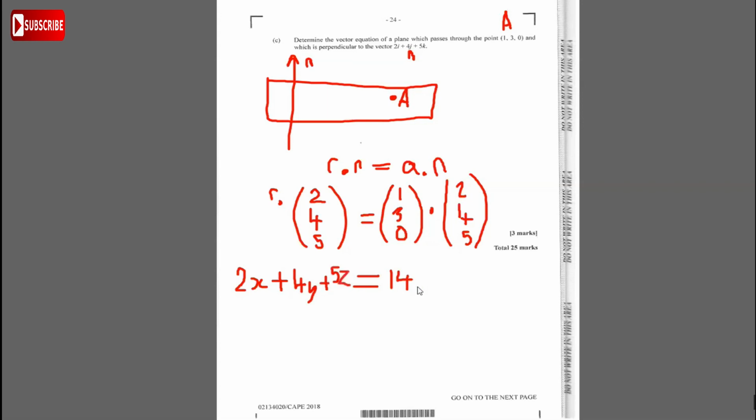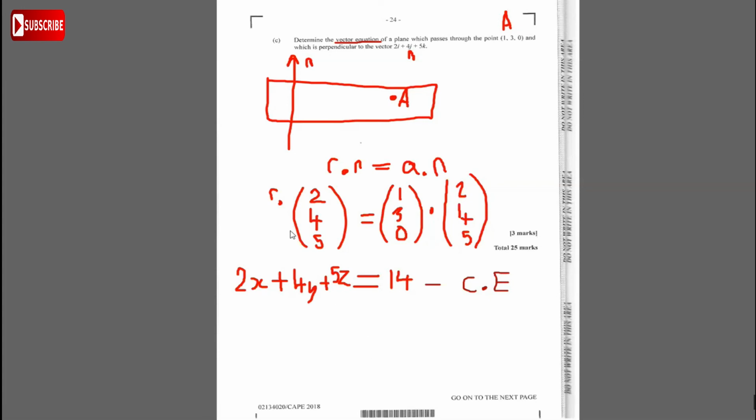But they didn't want this. This is a Cartesian equation. So always pay attention to what they ask. They ask for the vector equation, so we're not going to write it in this form. This is the Cartesian equation, and they want it in the vector equation.